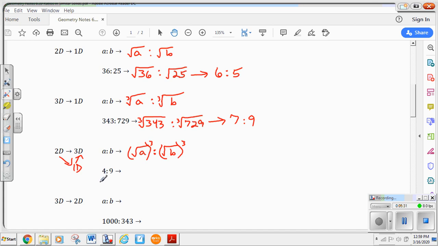A 2-dimensional ratio of 4 to 9, to become 3 dimensions, we square root to get 1 dimension, and then we cube it to get 3 dimensions. The square root of 4 is 2. The square root of 9 is 3, giving us 2 cubed to 3 cubed, which becomes 8 to 27.